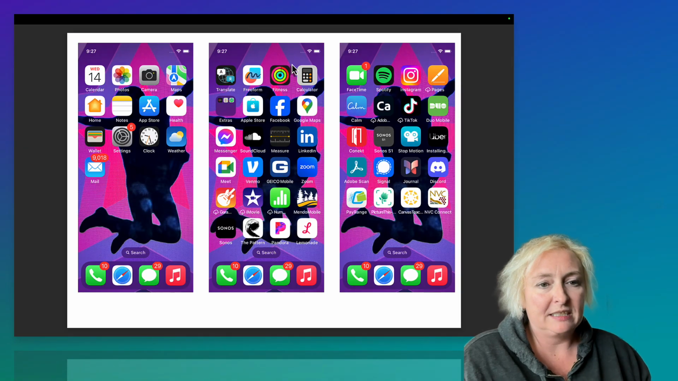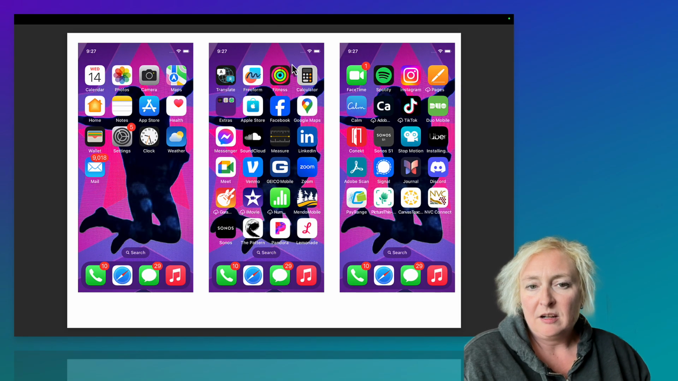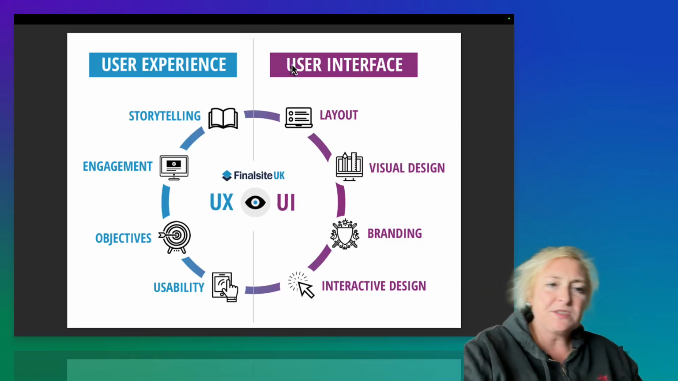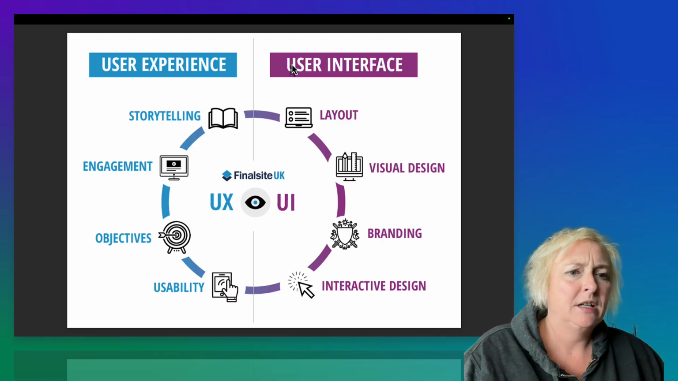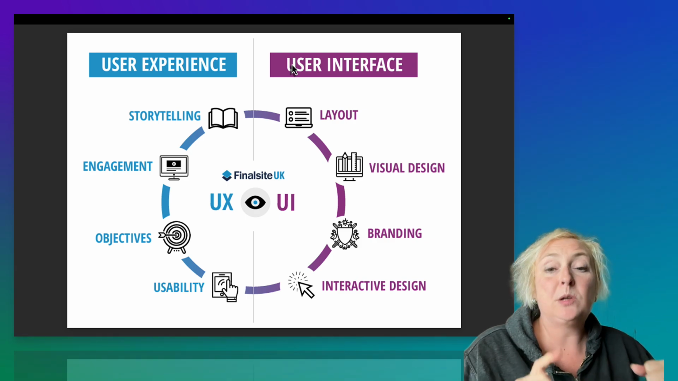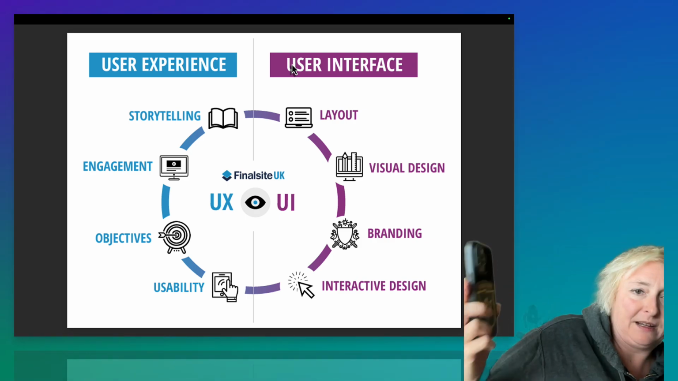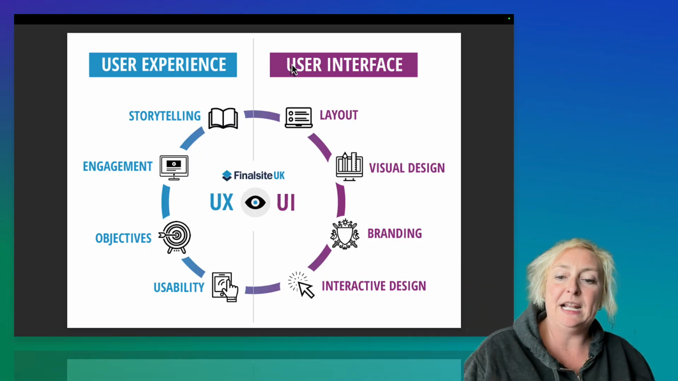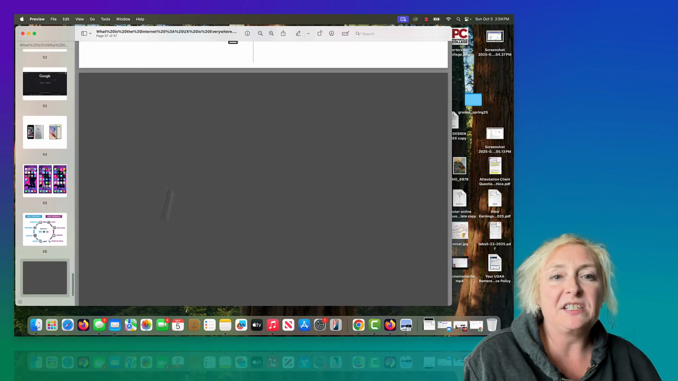But here we are. This is what a modern user experience design looks like. And these are our apps now. And that's what we're designing for. So the user experience has to do with storytelling, engagement, objectives, and usability. The user interface, which is the interface on these apps and different things, has to do with layout, the visual design, the branding, and the interactivity. And that's just a good beginning of what is UX.